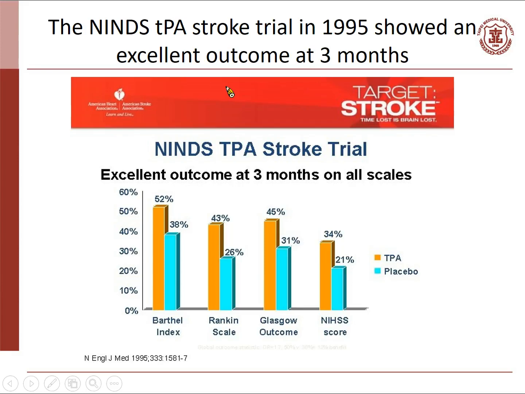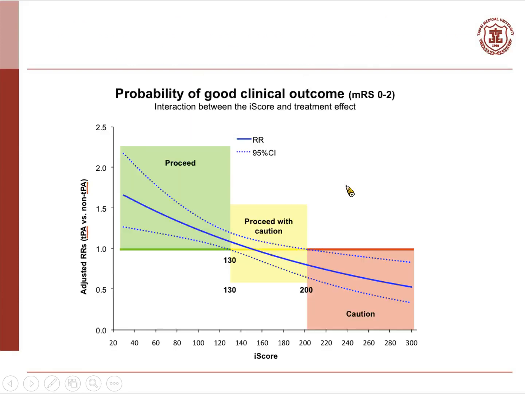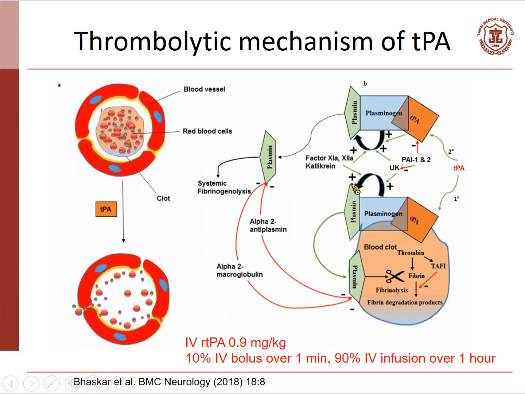The TPA trial was published in 1995 in NEJM. The result is very, very good. In selected cases, they have a very good outcome after TPA treatment. But there's a time factor that may influence the TPA treatment. If you do it as fast as possible, the effect is better. But if you give the TPA too late, it may not be beneficial for the stroke.